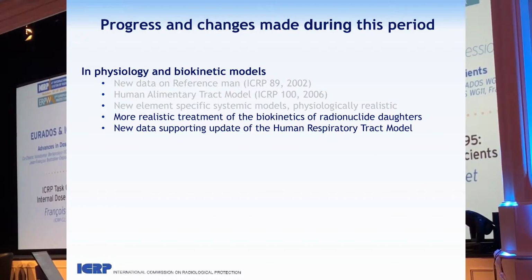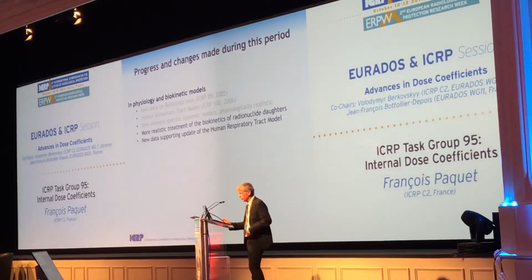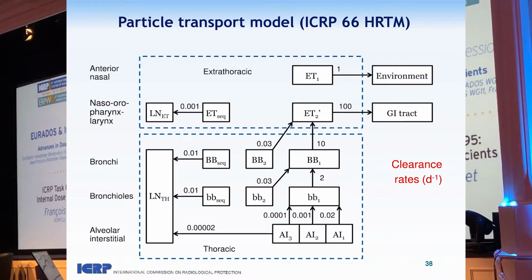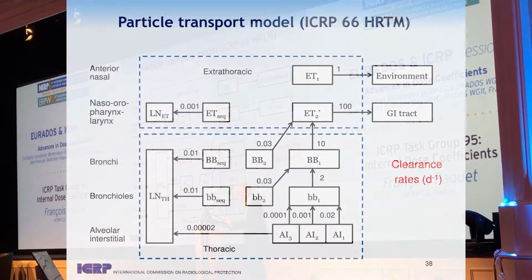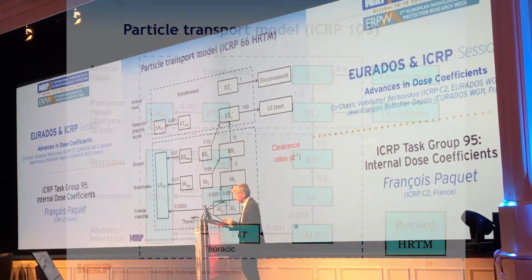We also have a more realistic treatment of the biokinetics of the radionuclide daughters, which are now treated independently from the parent. And we also developed new data supporting an update of the human respiratory tract model. I will not develop the difference between the old model and the new model, mainly because they have been developed and exposed many times during previous public presentations.